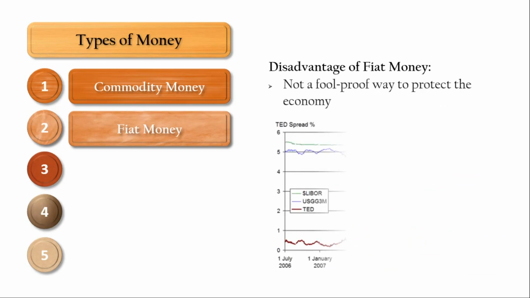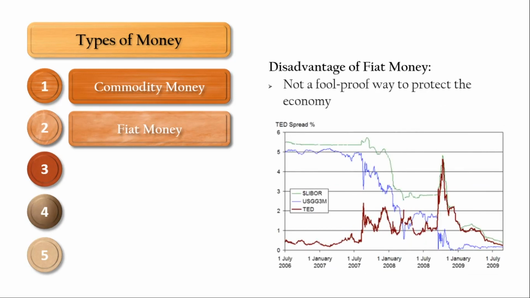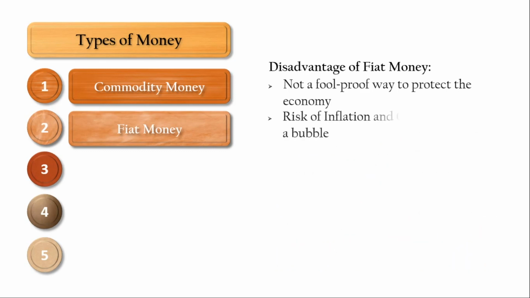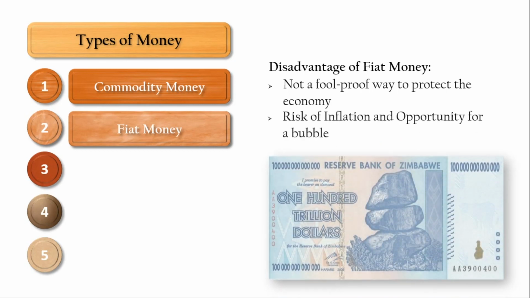One, not a foolproof way to protect the economy. The mortgage crisis of 2007 and the subsequent financial meltdown, however, tempered the belief that central banks could necessarily prevent depressions or serious recessions by regulating the money supply. A currency tied to gold, for example, is generally more stable than fiat money because of the limited supply of gold. Second, risk of inflation and opportunity for a bubble.